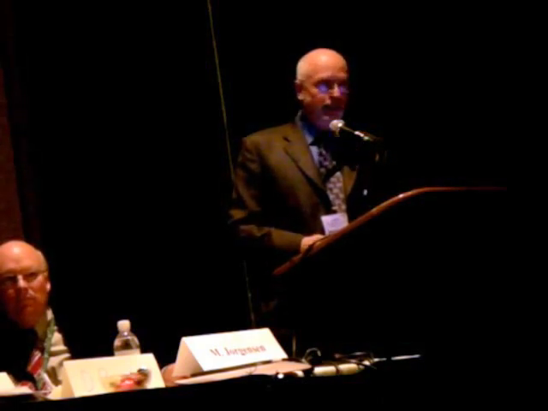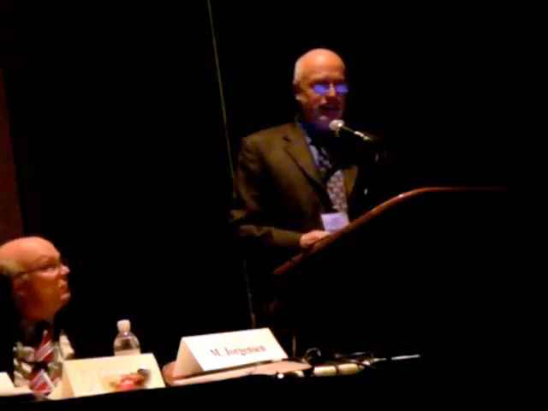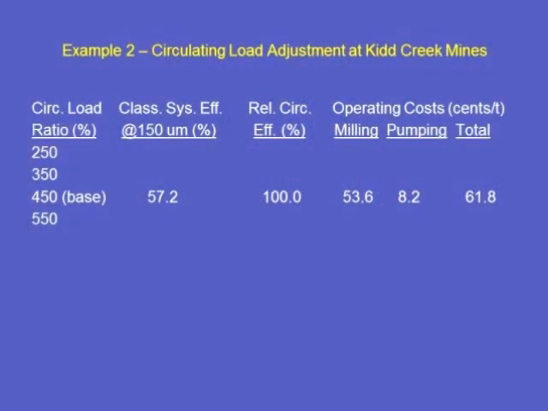The second one was done at Kid Creek Mines during my time when I was doing my PhD work there. And they asked us a funny question. This was a survey we did. And they said, we want to reduce the circulating load ratio. Well, why do you want to do that? Well, they didn't have enough maintenance crews to keep all their lines running, and they were literally experiencing significant downtime. They said, we want to drop the circulating load, but how much efficiency are we going to lose?